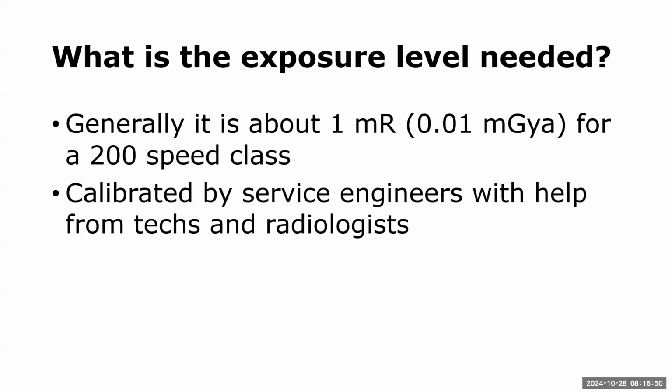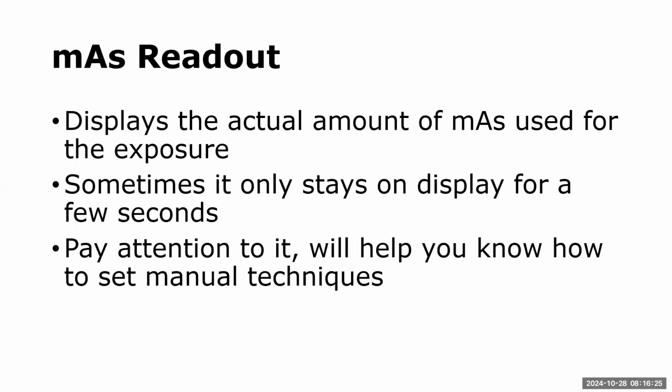They weren't too dark, they weren't too light. It was sort of that Goldilocks. It was just right, right? 1 mR did that with film. So they just stayed with that because we could measure that, say, okay, as long as the IR is receiving about 1 mR, then that image is going to be good. In other words, it should put your EI values or your exposure indicators within the range that you want them to be in. Again, calibrated by service engineers with help from techs and radiologists. So we'll talk a little bit more about calibration in just a minute.